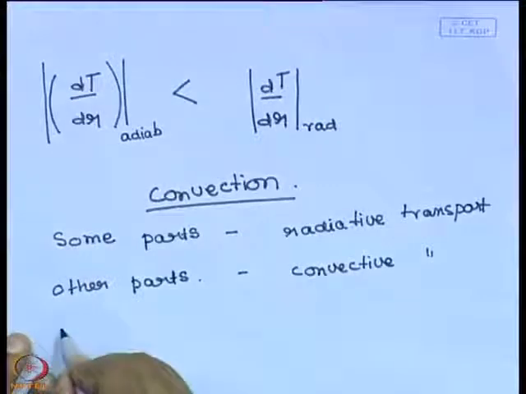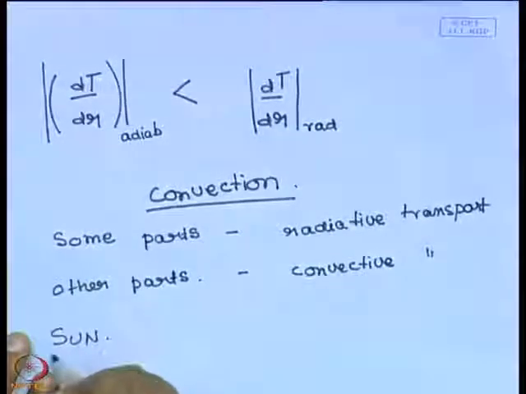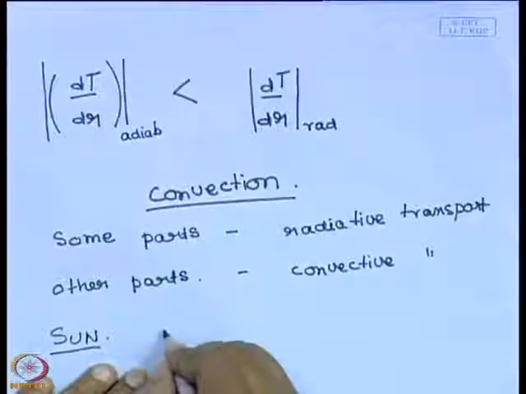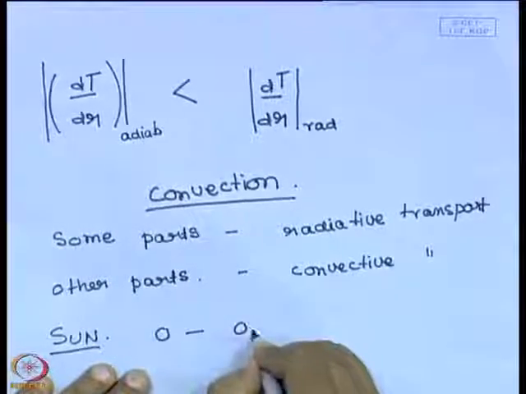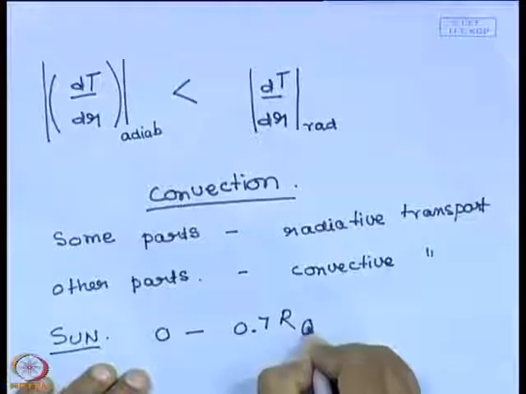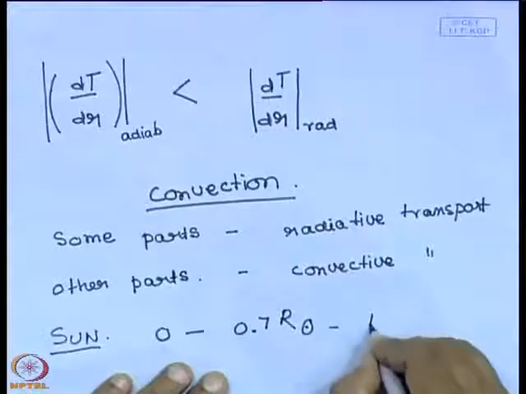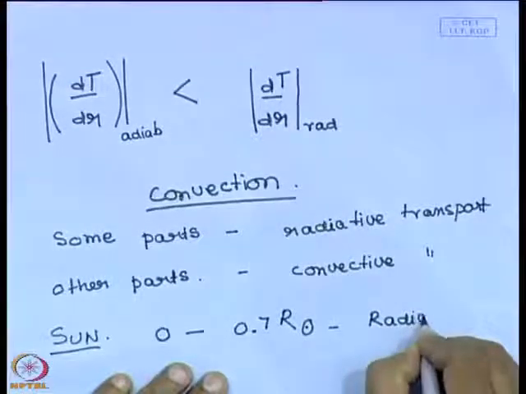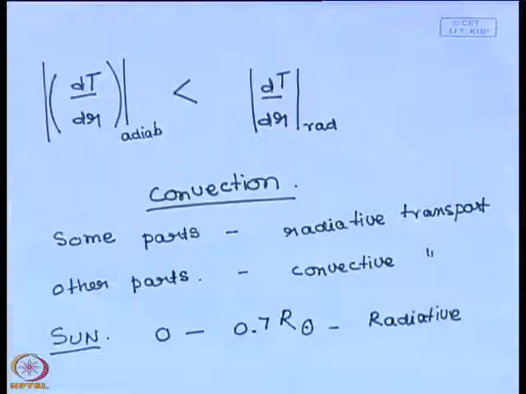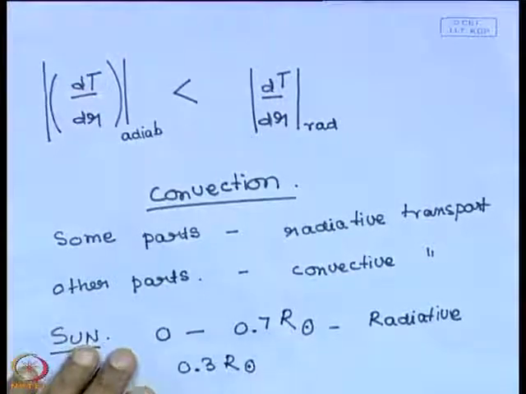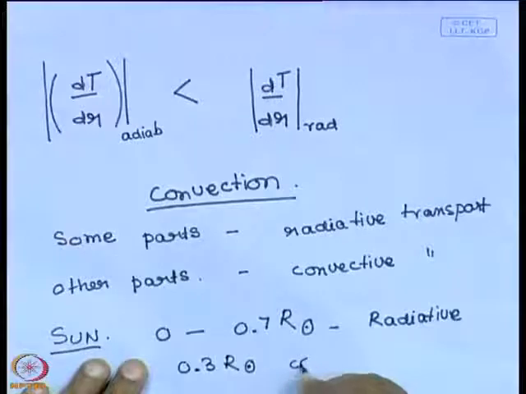So, for the sun, let me just give you the numbers. For the sun, it turns out that from 0 to 0.7 of the sun, so 70% of the solar interior, you have radiative transport of energy. And in the remaining outer 30% of the sun, you have convective transport of energy.